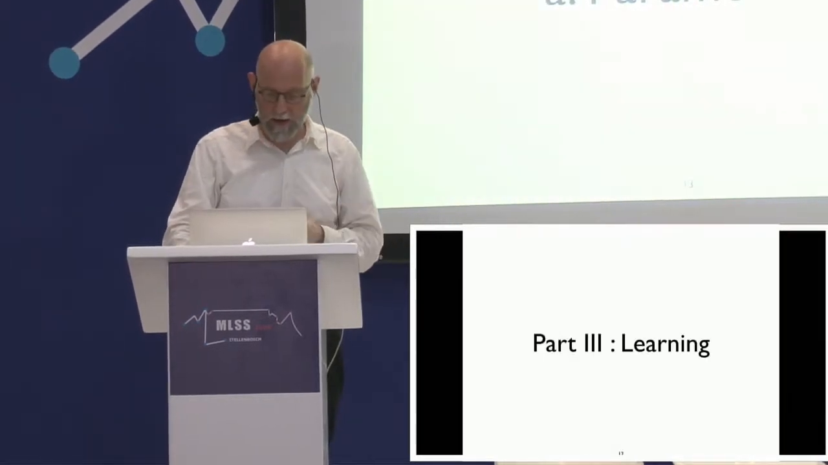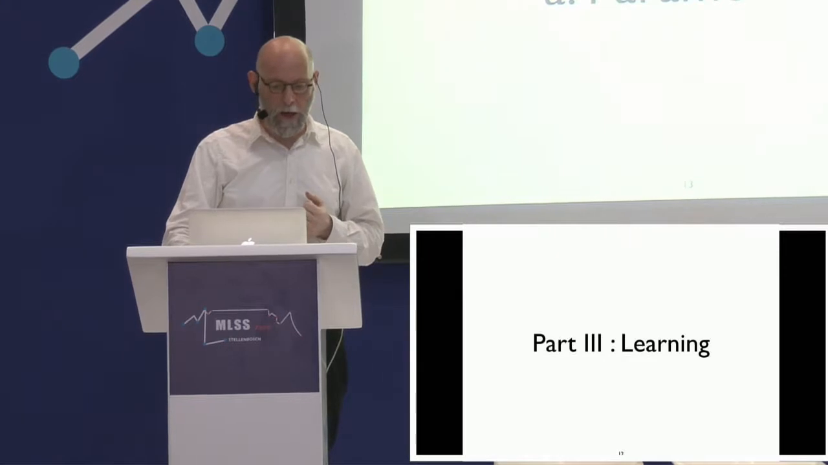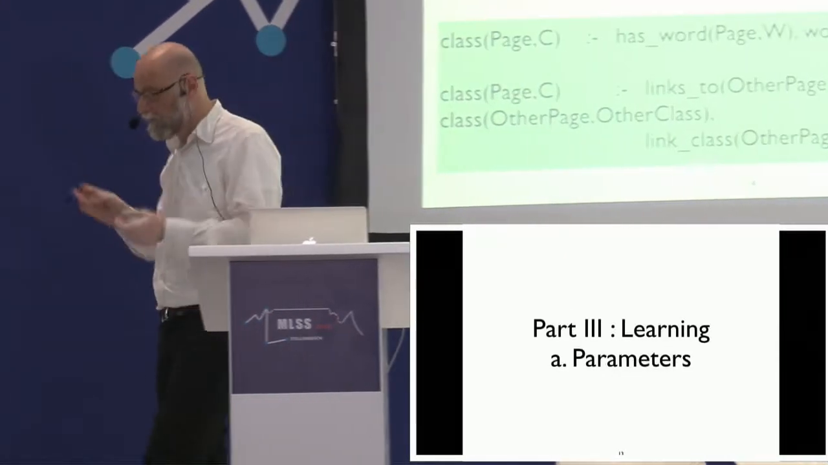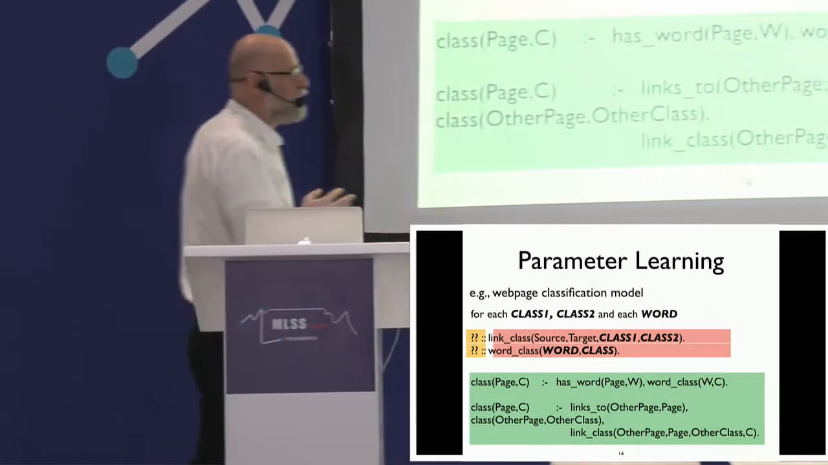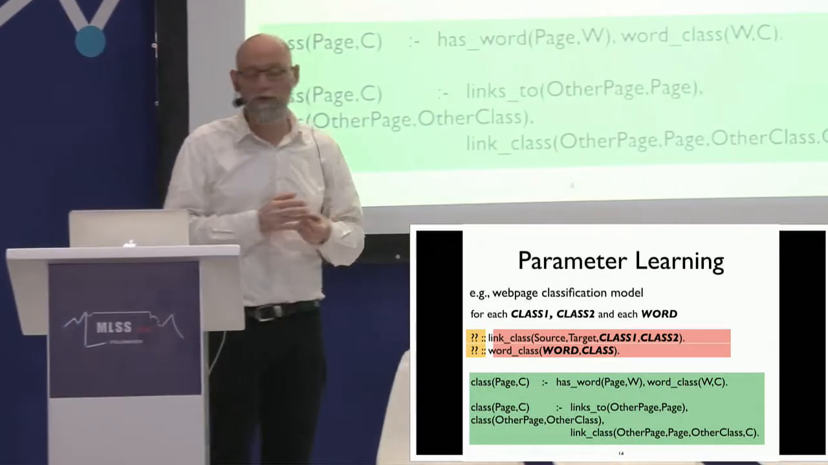It's, again, more of this. About parameter learning: well, graphical models have parameters, and SRL models or these probabilistic programming languages also have parameters.